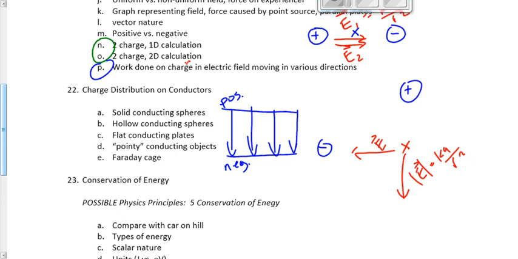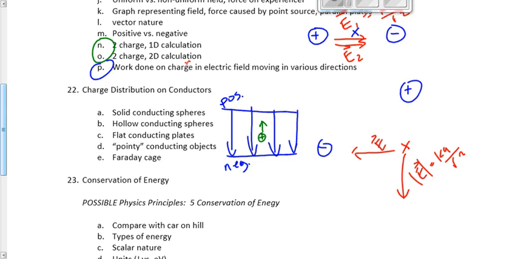Okay. I'm going to move a positive charge this way. I'm going to push it this way toward the positive plate. Do I have to do work to do that? Yes. I have to use energy to do that, right? Because it doesn't want to go towards the positive plate because it repels it, right? I have to do work to do that.